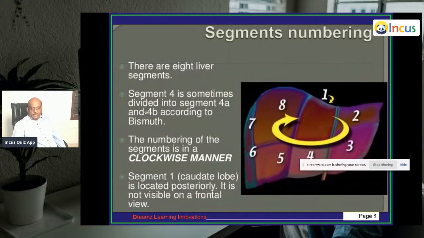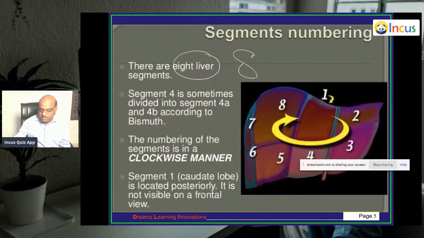So not the hepatic vein. So totally how many segments are available? You should remember there are totally 8 liver segments. Segment 4 sometimes is divided into 4A and 4B. The numbering of the segments runs in a clockwise manner.